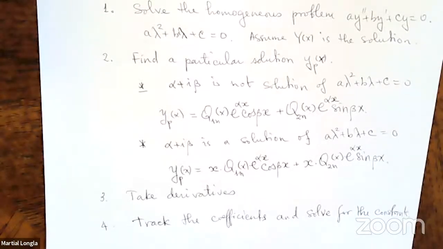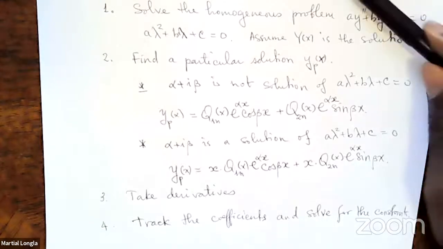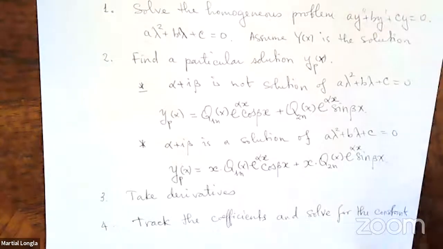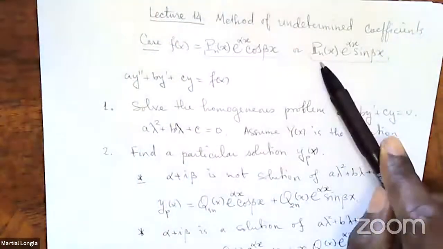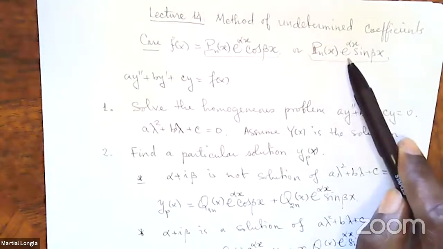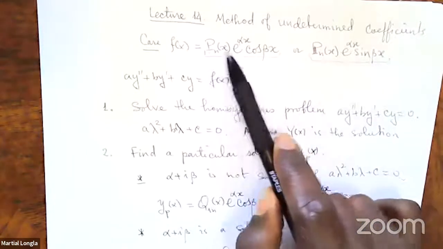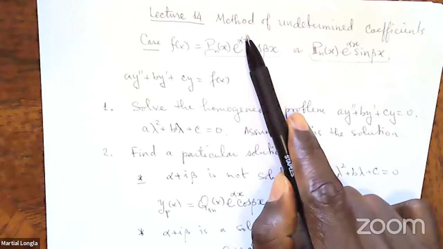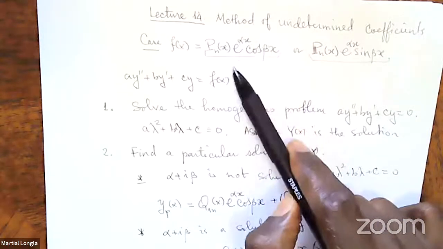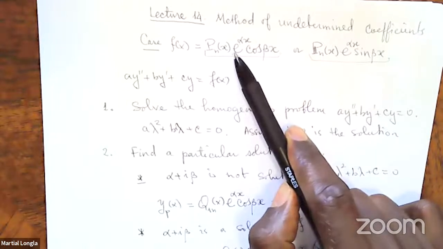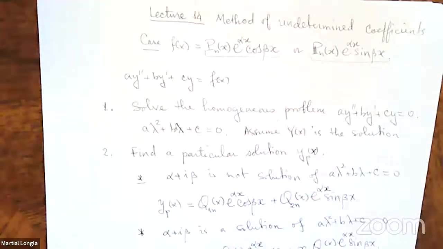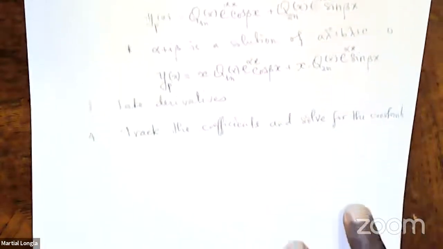Now, the other thing you need to know is it might happen that your polynomial of degree n that you have at the beginning is just a constant. In that case, you just have e to the alpha x and sine beta. Or you might not have e to the alpha, which means alpha is 0. So when you don't have e to the alpha x, you understand that your alpha is 0. Now let's work this through some examples.